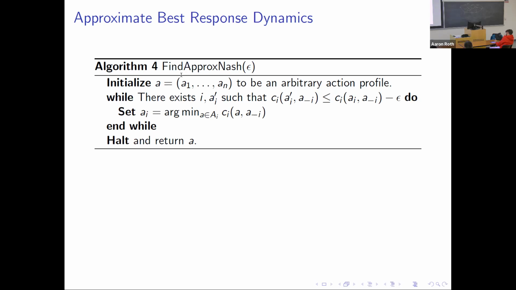Okay, so we'll keep going forever while there is a player who's not playing an epsilon best response, who can't decrease their cost by at least epsilon. And as long as there is one, in arbitrary order, we'll let them change their action to decrease their cost by at least epsilon. But if we end up at an epsilon approximate Nash equilibrium, we'll say the dynamic is done. There's nobody who can improve their situation by decreasing their cost by more than epsilon. We'll declare the dynamic to have halted.